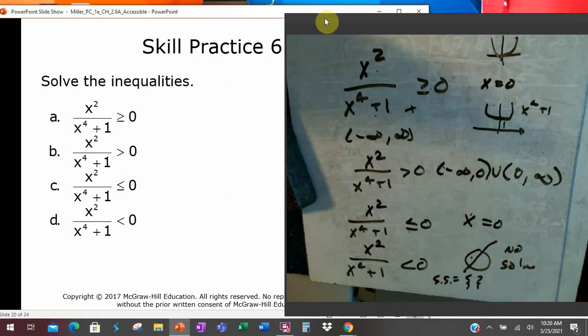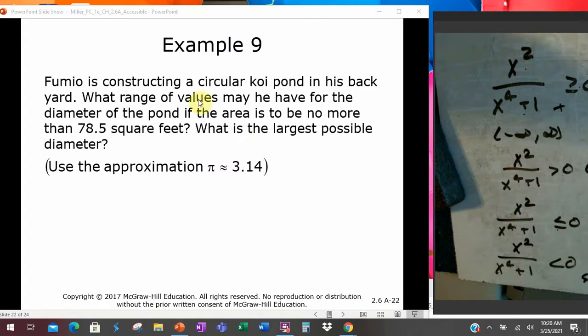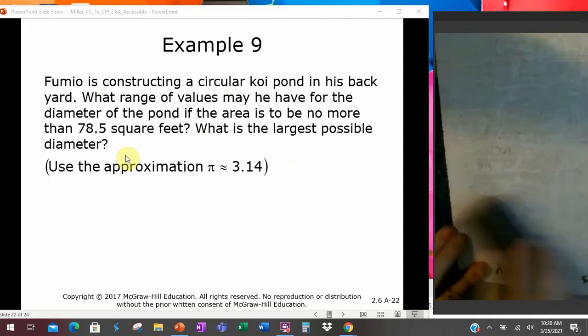Okay, so let's move a little bit. Let's work one kind of application of this and see if we can figure it out. The big thing is just going to be able to write a function and then set what the limits of the solution are. So here it is.